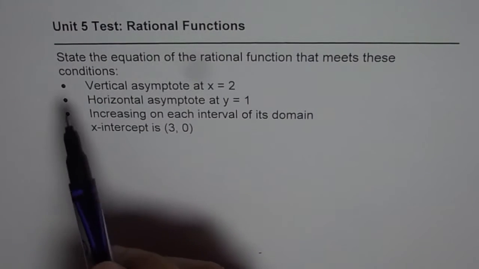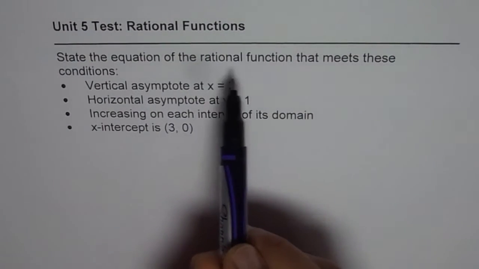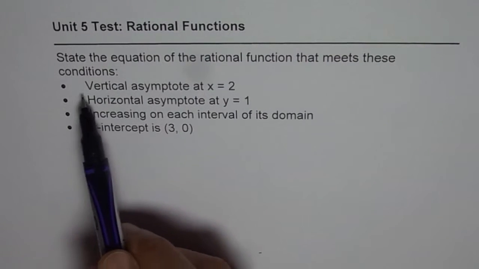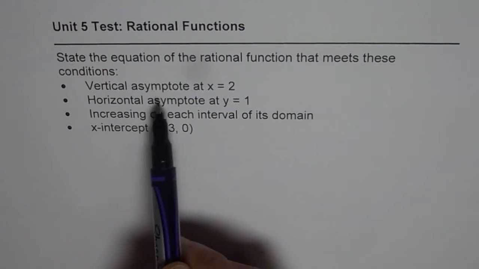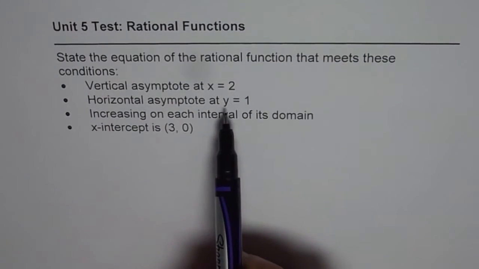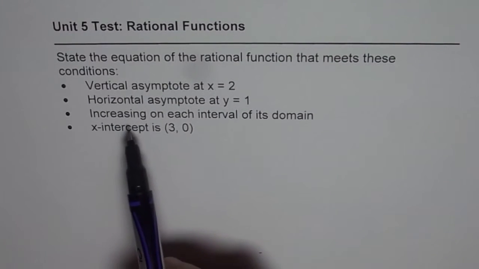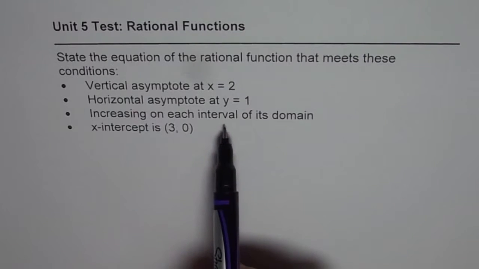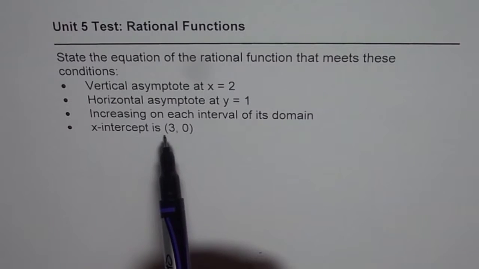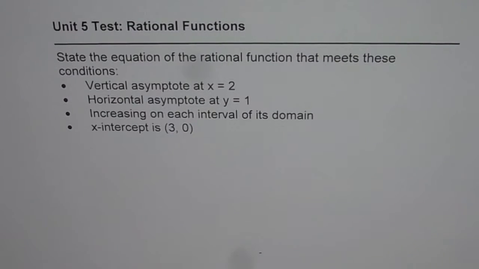The question is, state the equation of the rational function that meets these conditions. There are four conditions given to us: vertical asymptote at x equals 2, horizontal asymptote at y equals 1, increasing on each interval of its domain, and x-intercept is (3, 0), right?